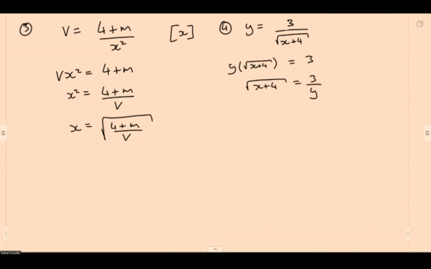Now we're trying to isolate that x. Now that root sign is covering everything there. So we need to remove that root sign before we can move the plus 4. x plus 4. Make sure that whole thing's squared. And then that 4 goes across and you're removing 4 from all of that.